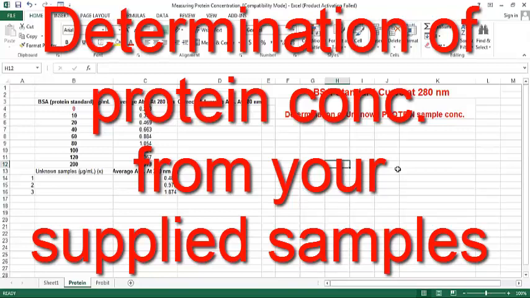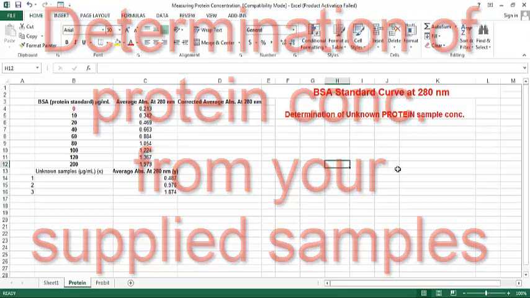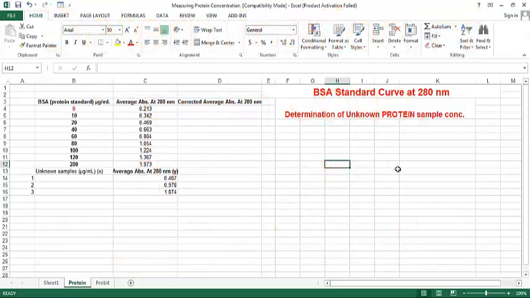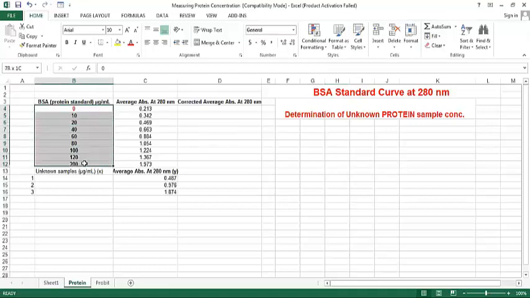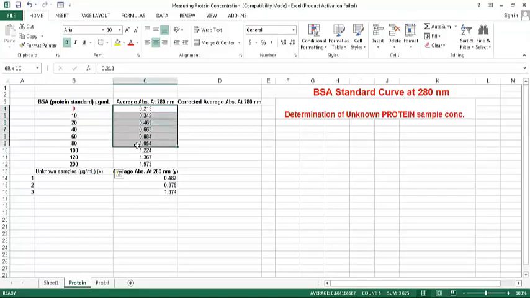Determination of unknown protein sample concentration. Yes. How to determine this? At first, you need to construct a standard curve, the BSA standard curve, that is, the protein standard sample, BSA. And here, the concentration of BSA and their corresponding average absorbance at 280 nanometer.